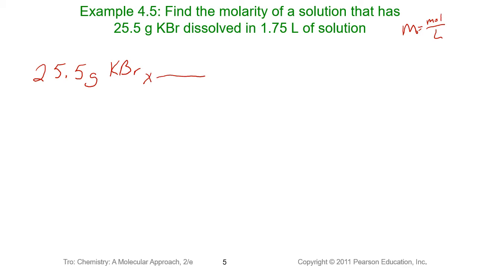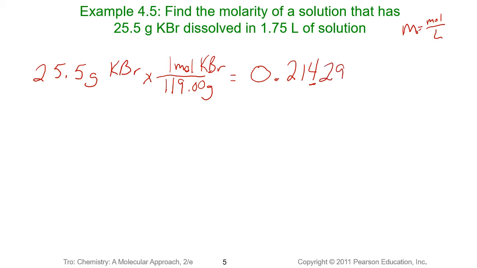So to find moles, we're going to have to take the mass of potassium bromide and use the molar mass, which is 119 grams for 1 mole of potassium bromide. And we can find that we've got 0.21429 moles of KBr, potassium bromide.